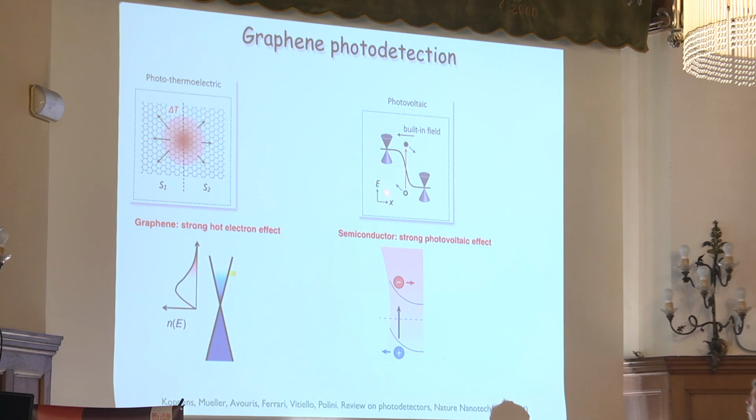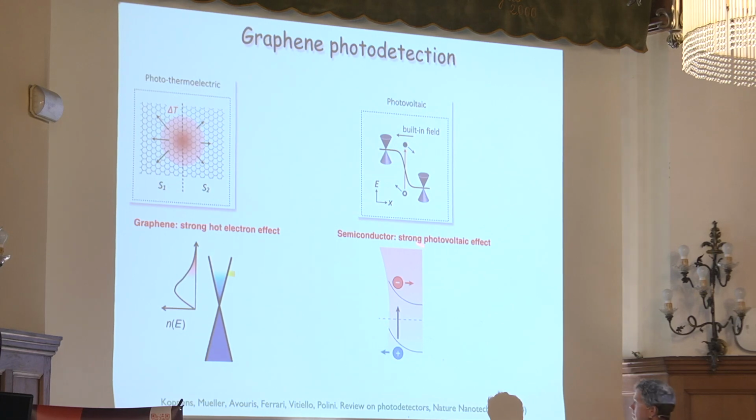I think you're very much familiar with photovoltaic effects. This is actually very common in semiconductors, right? A photon generates an electron and hole. There's an electric field, and this electric field separates the hole from the electron. Okay, and that generates current. This is strong in semiconductors. It's actually very weak in graphene. Why?